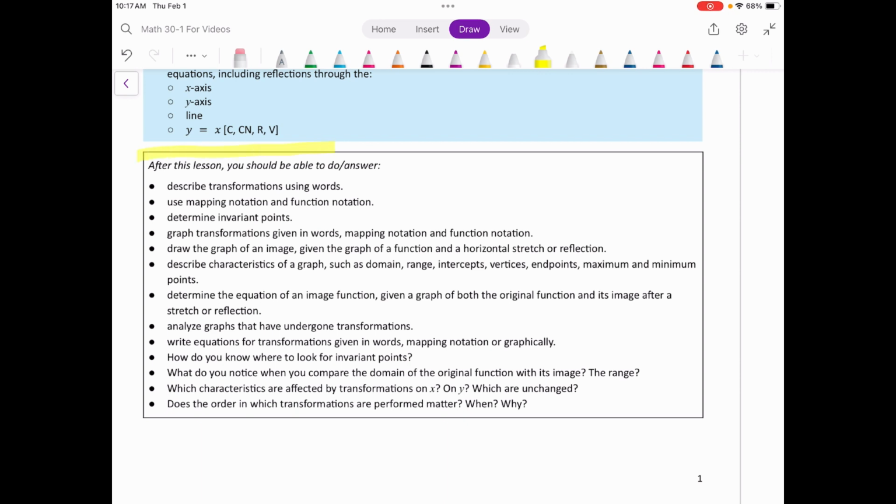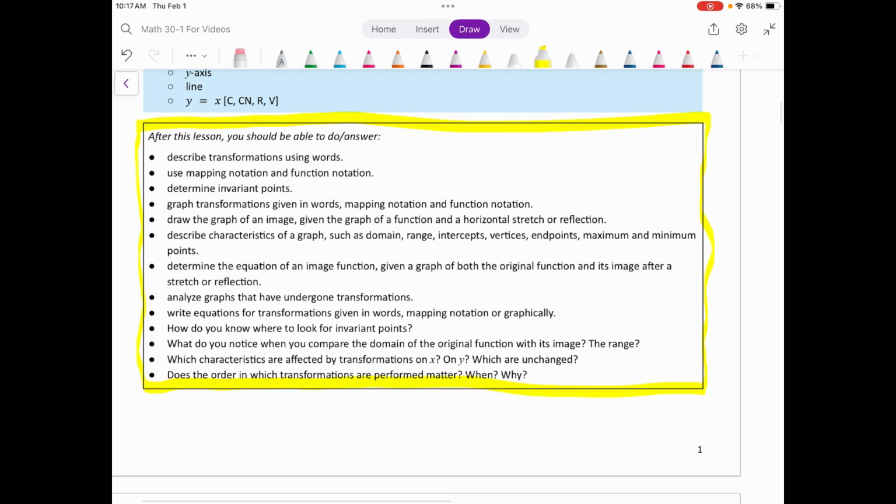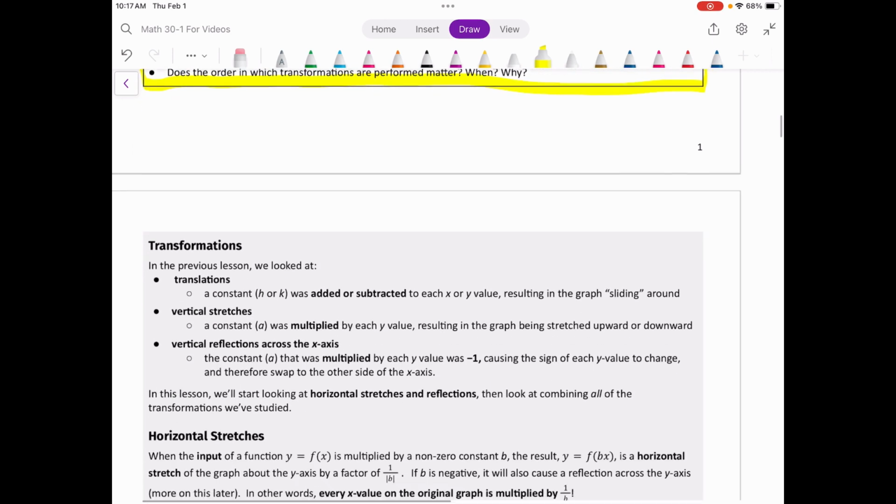As always, though, here are the big ideas, the key takeaways for the lesson. You can use this as a little checklist. After you've watched, you can come back, pause the video, and go through and say, okay, what do I feel pretty good about? What do I maybe need a little more practice with? Okay, well, let's jump in.